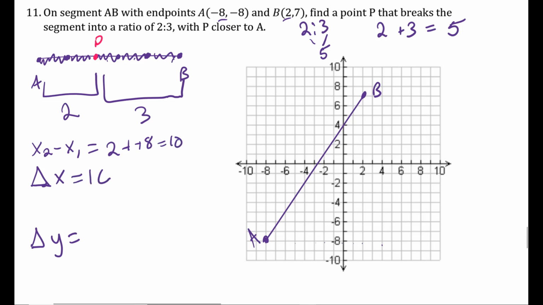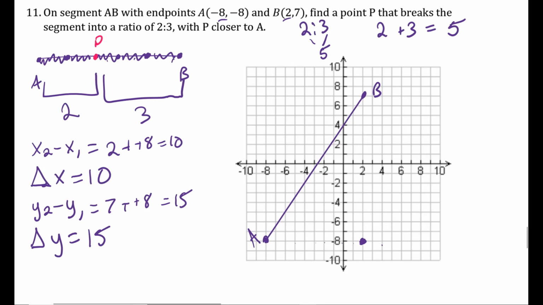So my total horizontal change from left to right, I would have to move 10 units to the right to get directly under B right there. And for my Y values, if I subtract those, Y2 minus Y1 is equal to 7 minus -8, so 7 plus 8, or 15. So my total change in Y is 15. So I would have to move 15 units up to get to B.